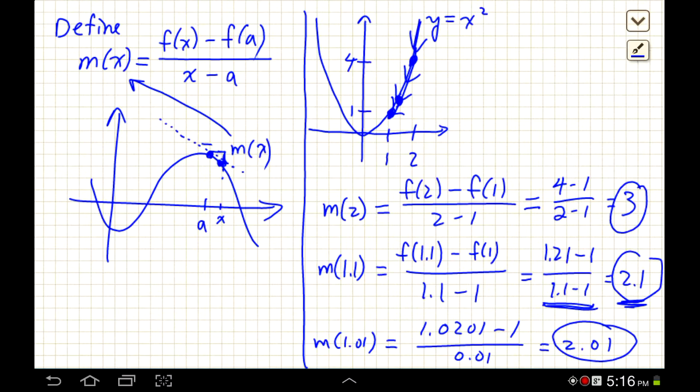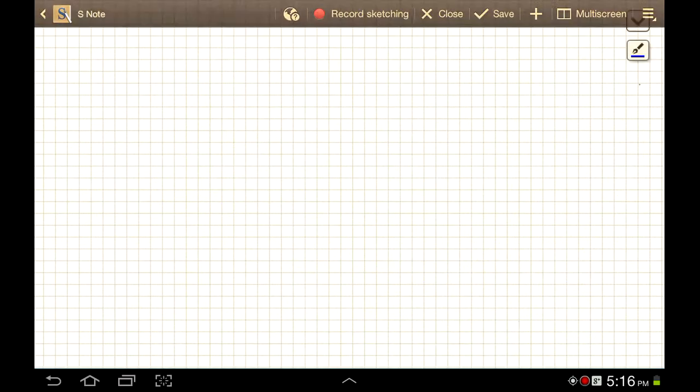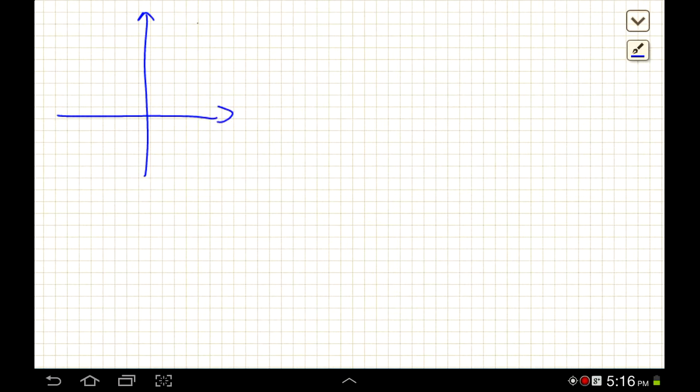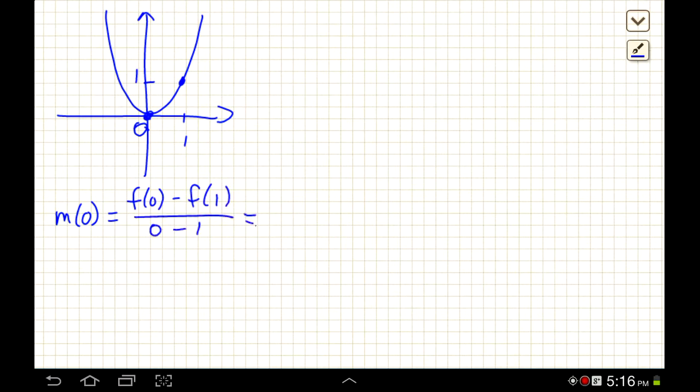Gets closer and closer to the value 2. Okay, now if we were to do the same thing from the left of 1, let's say here's 1, and let's start off from the point 0. Then the secant slope using point 0 would be 0 squared is 0, so 0 minus 1 is negative 1. 0 minus 1, the denominator is also negative 1. This gives us a slope of 1. So this secant slope is 1.